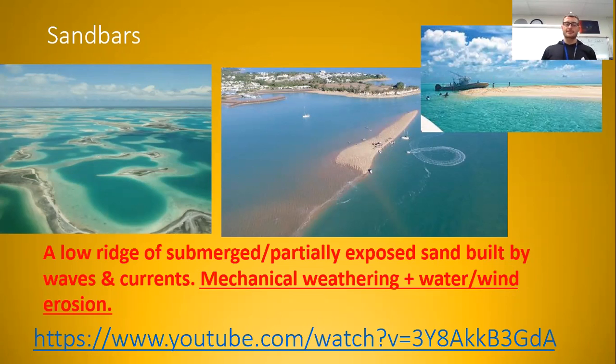So for sandbars, guys, again, it's basically a small strip of sand that's off the coast. And this is going to be created by mechanical weathering, obviously, but it's not water or wind, it's both. It's going to be both water and wind erosion that creates these. If you guys have ever been to Clearwater Beach, they kind of have these out. If you swim far out, you can kind of walk higher up from the water, but it doesn't go all the way up to the surface, right? So that is a sandbar. Again, key things here. It's a submerged, partially exposed sand built by waves and currents. This is going to be water and wind erosion from mechanical weathering.